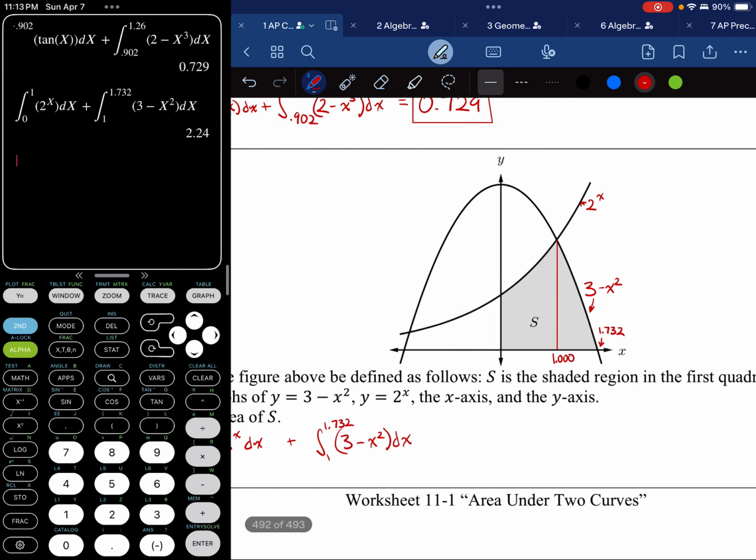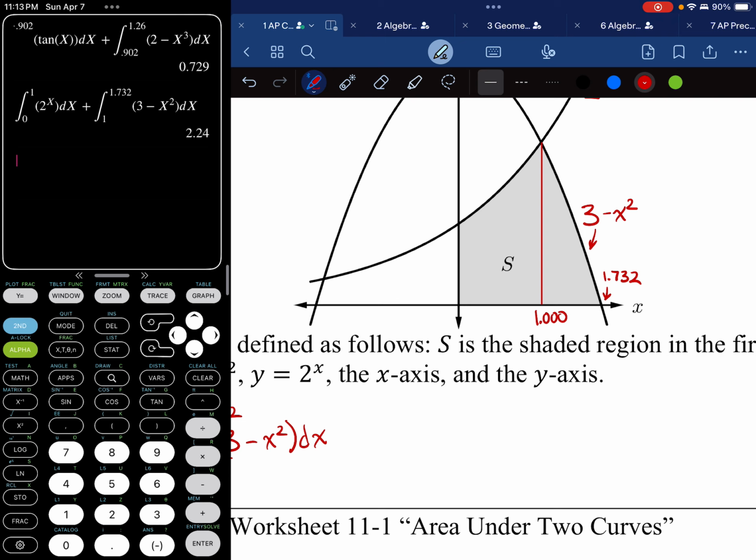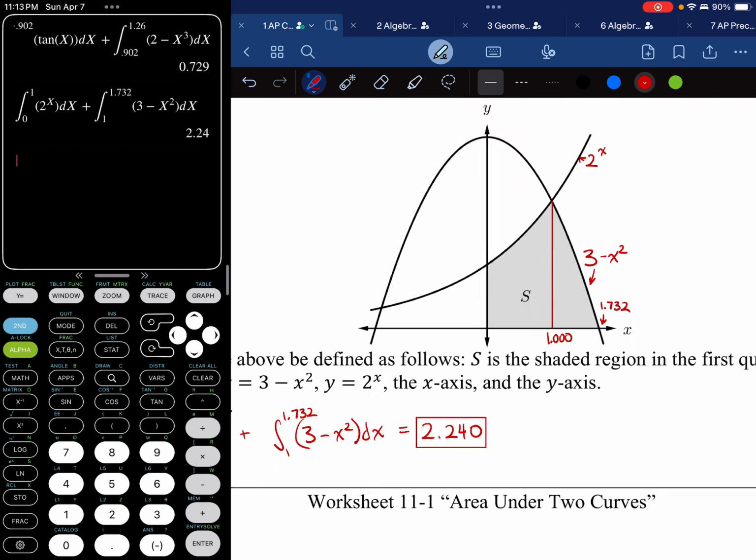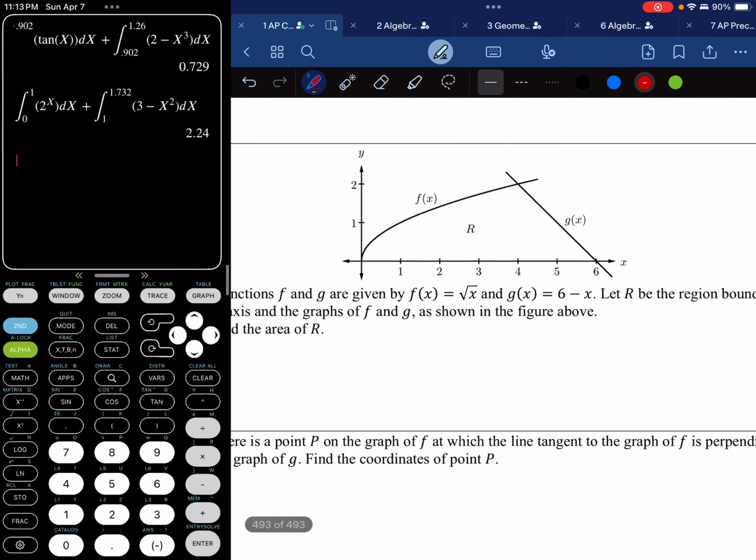2.24. All right, very nice. It technically had a 0 at the very end of it, so this is 2.240 to show that I'm rounding to 3 decimal places, and box it. Very nice, very nice. Moving on to the next problem.